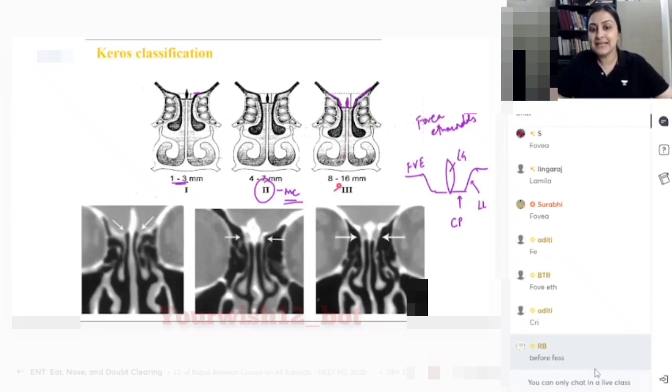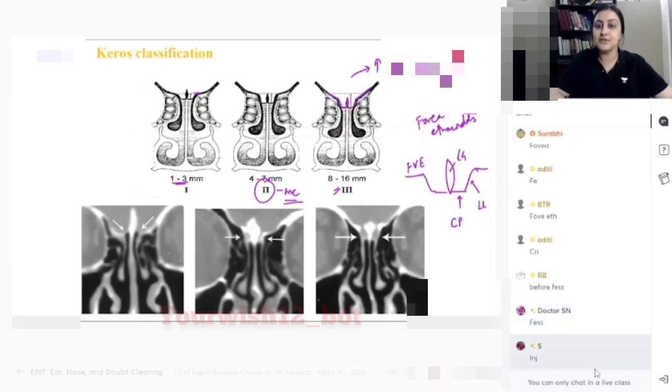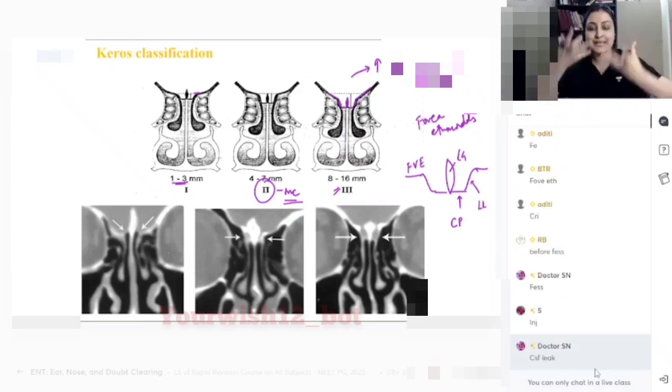But if it is very deep, if you have Keros type 3, it can lead to an increased risk of CSF leak after FESS. So we are doing functional endoscopic sinus surgery. In people who have a very deep skull base, which is Keros type 3, they can have a higher risk of CSF leak after FESS. And that is the importance of knowing about Keros.